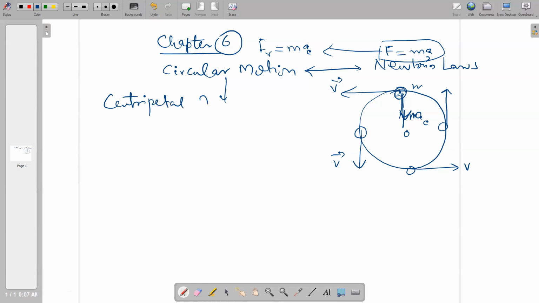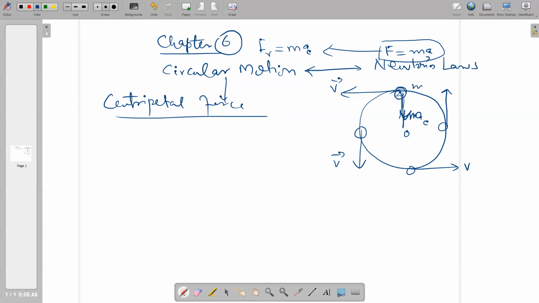But centripetal force is nothing. It depends on some other force. So how can we say that it depends on other force? It is not a new kind of force. It is not like gravity. It is not like electrostatic force. It is not like electromagnetic force.